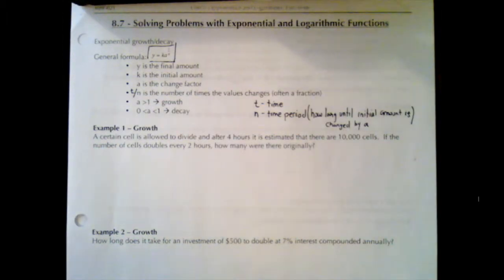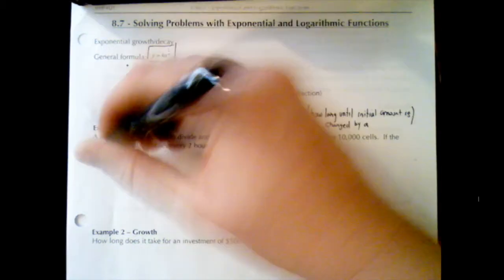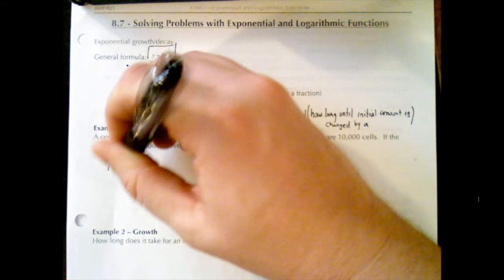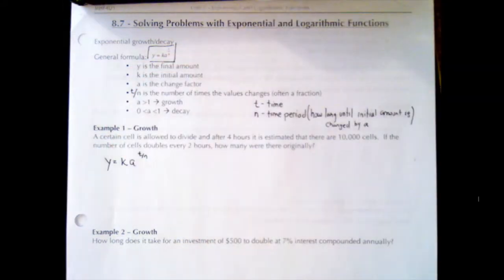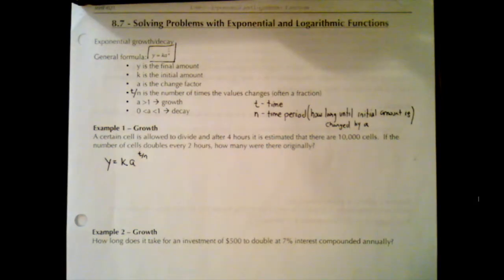So we're going to do 3 examples here, 2 for growth, 1 for decay. And we're going to work on picking out the pieces from the word problem to fill in our model. So we're always going to start with that equation, y equals k times a to the exponent t over n. And we're going to try to pick out the pieces from the word problem to fill in what we have, and then determine what we need to find.